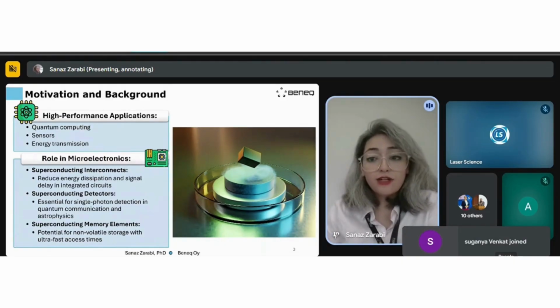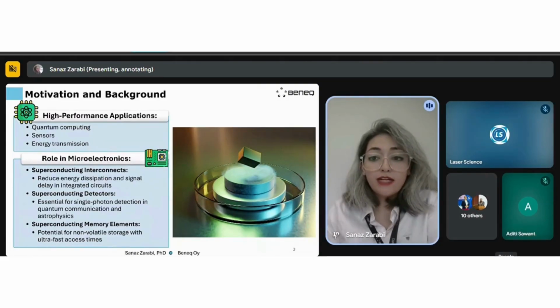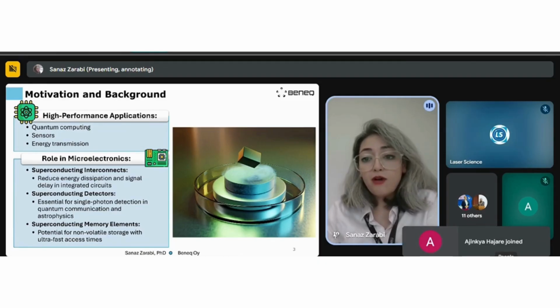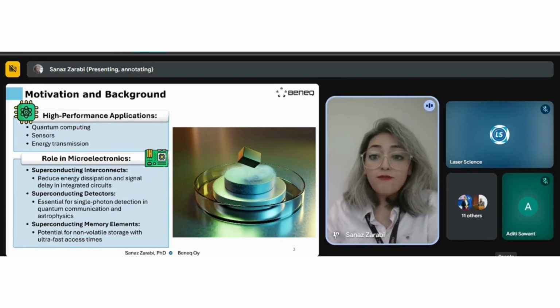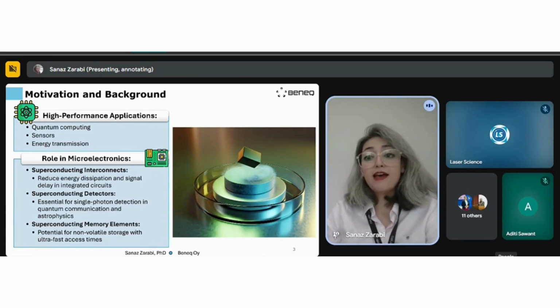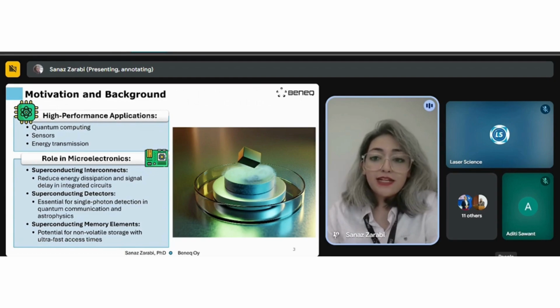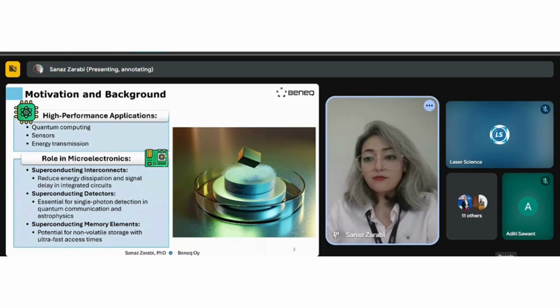And finally, superconductivity plays a major role in microelectronics. As computing demands increase, we need materials that can operate faster with minimal energy consumption. Superconducting interconnects, detectors, and memory elements are pushing the boundaries of what's possible in modern electronics. However, to harness these benefits, we need superconductive materials that are reliable, scalable, and compatible with modern microelectronics, which brings us to thin film superconductors.